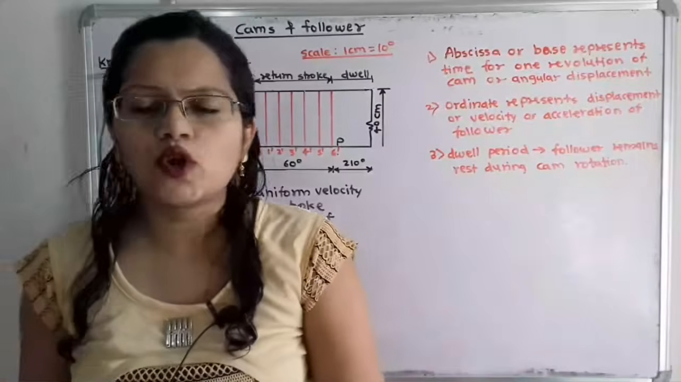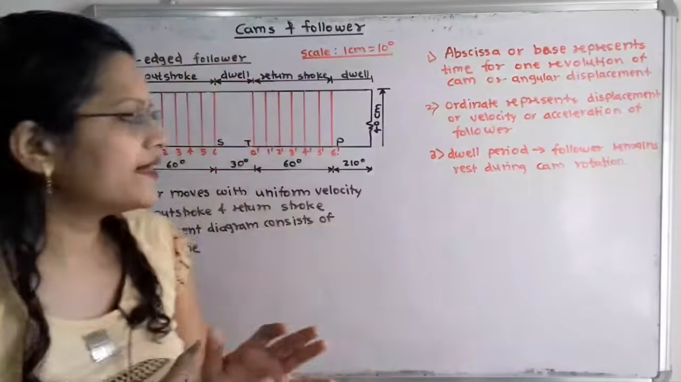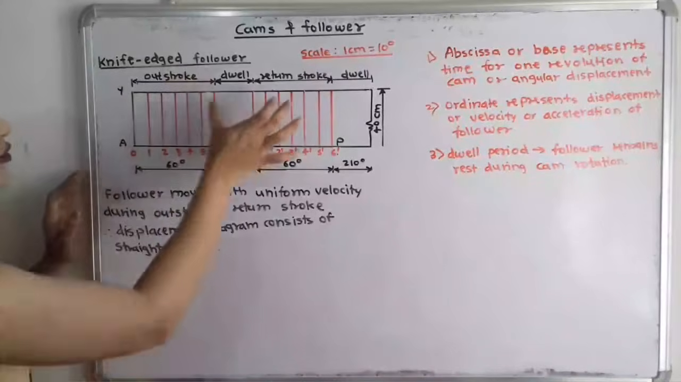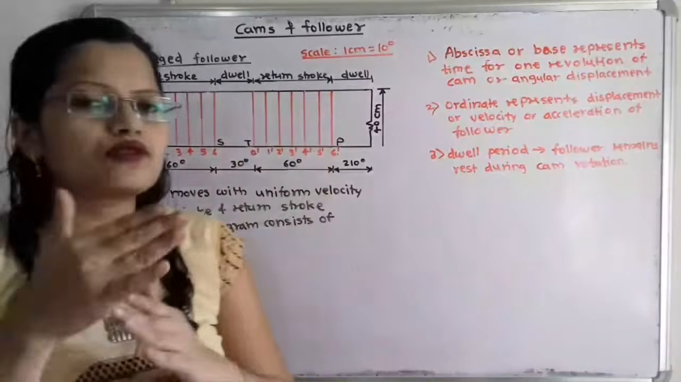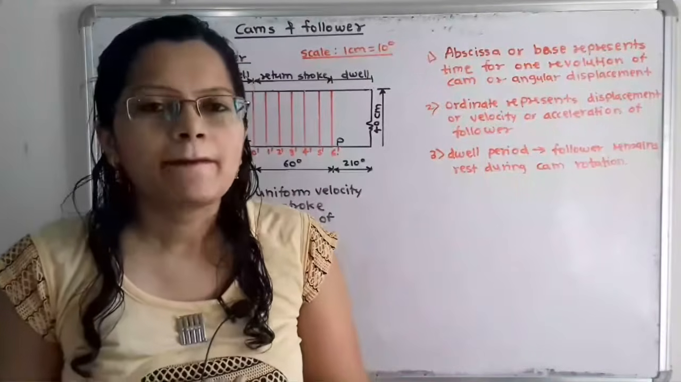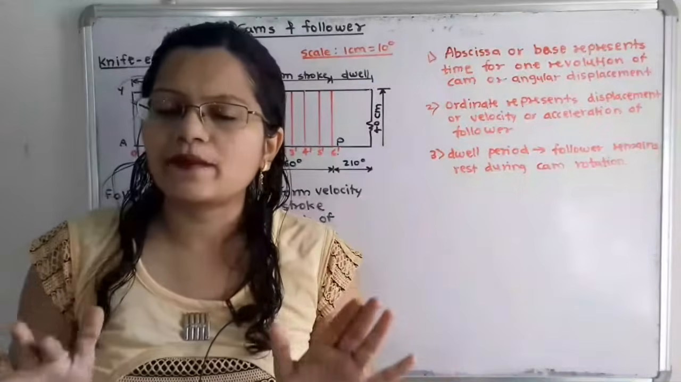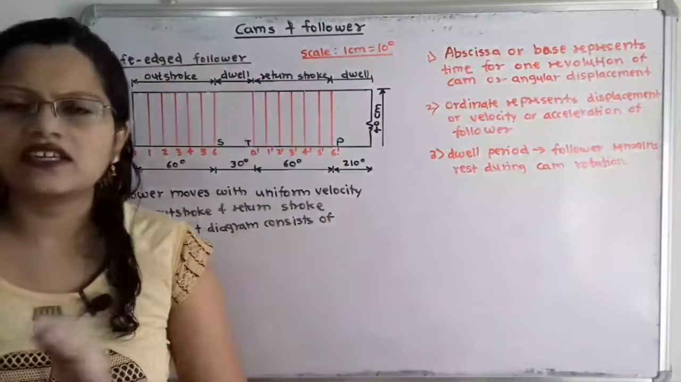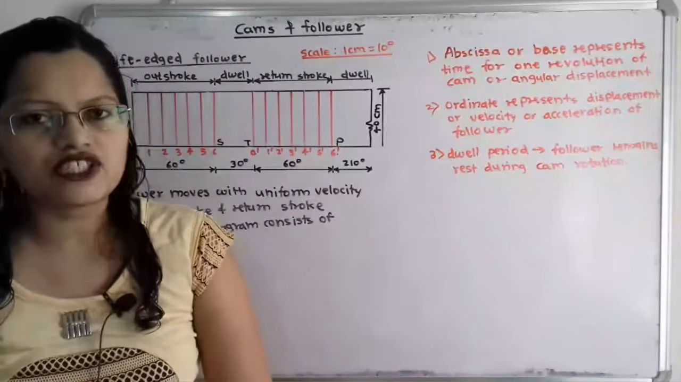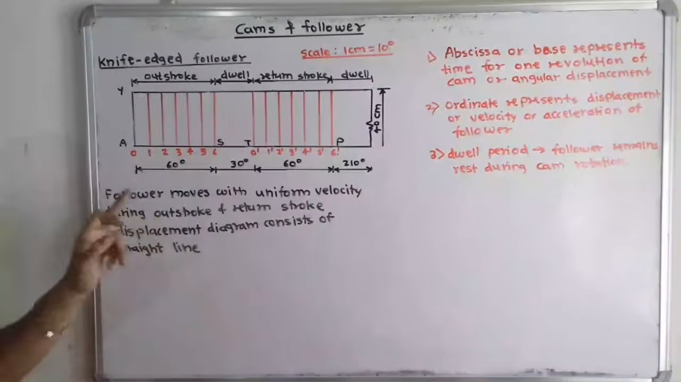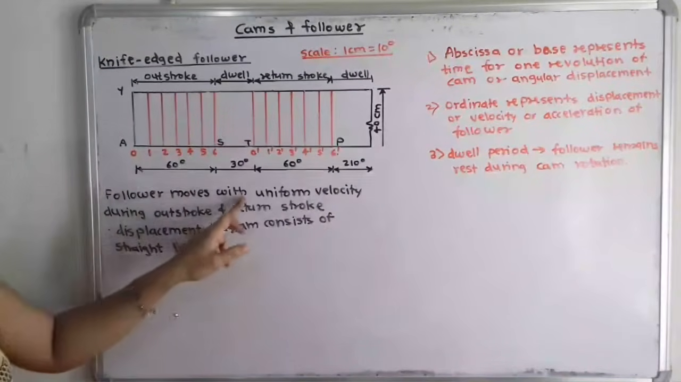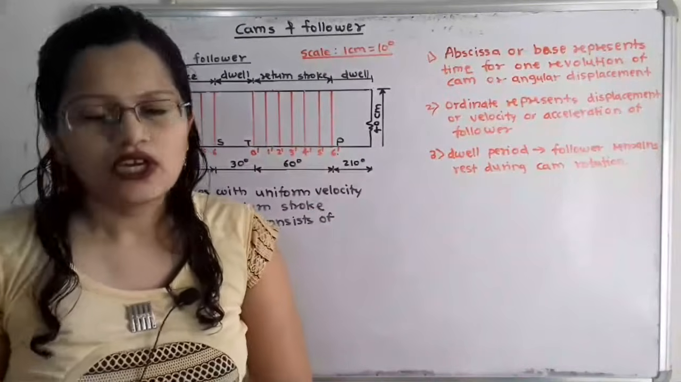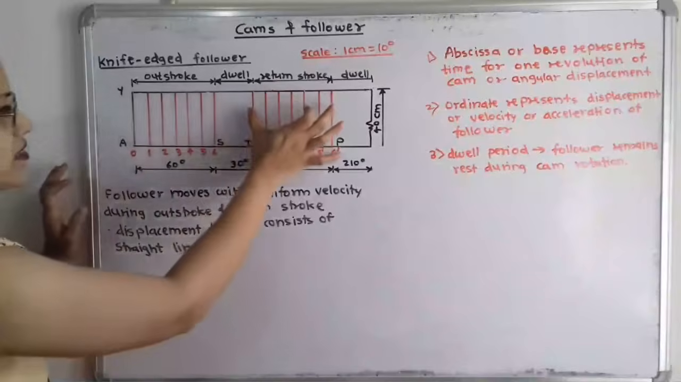Now we have to show the displacement according to this number of degrees. For outstroke and return stroke only we have to show the displacement. Why? Because during the dwell period the follower remains at rest. Now, what condition is given? If we observe the question carefully, the condition is given that the follower moves with uniform velocity during outstroke and return stroke. So this is the outstroke and this is the return stroke.